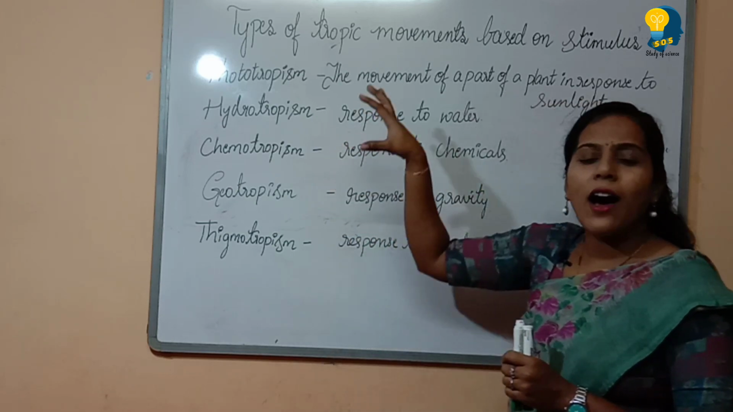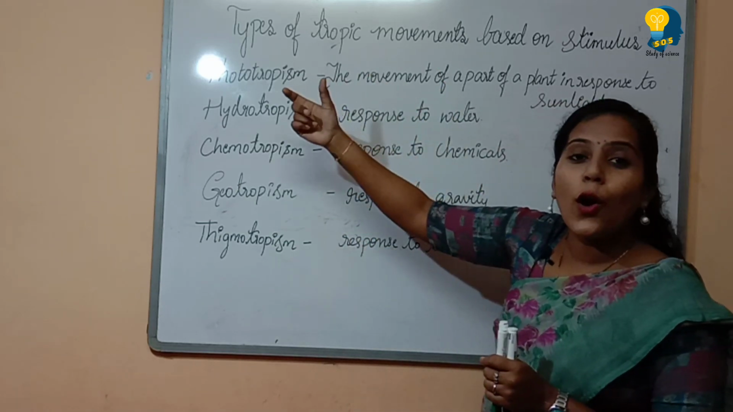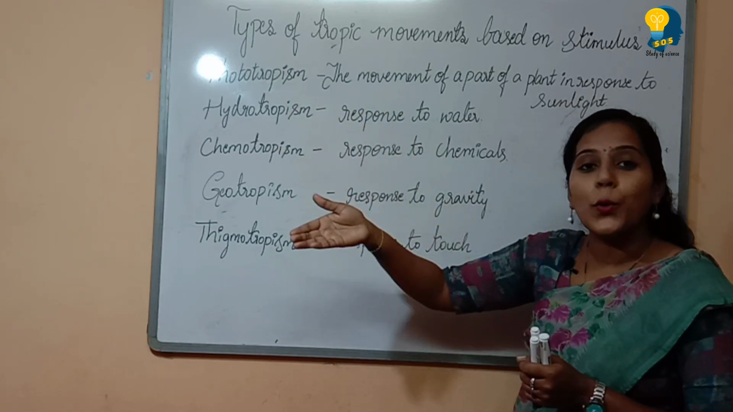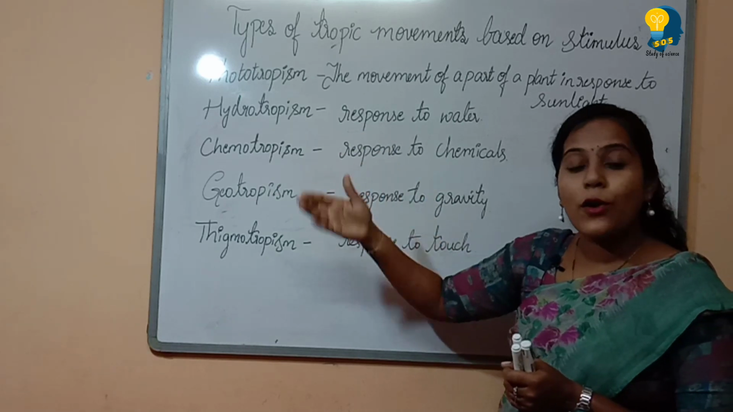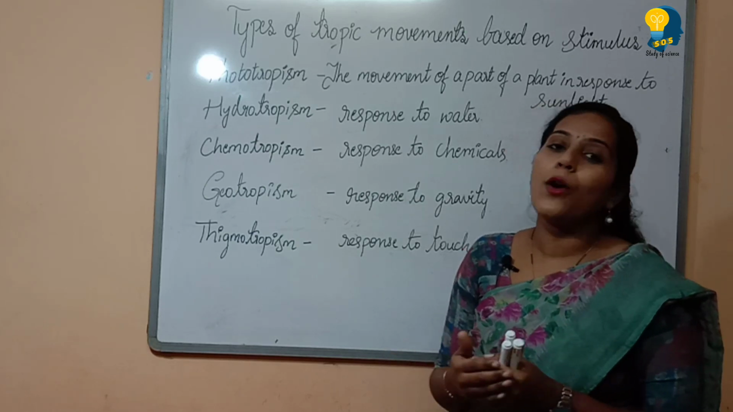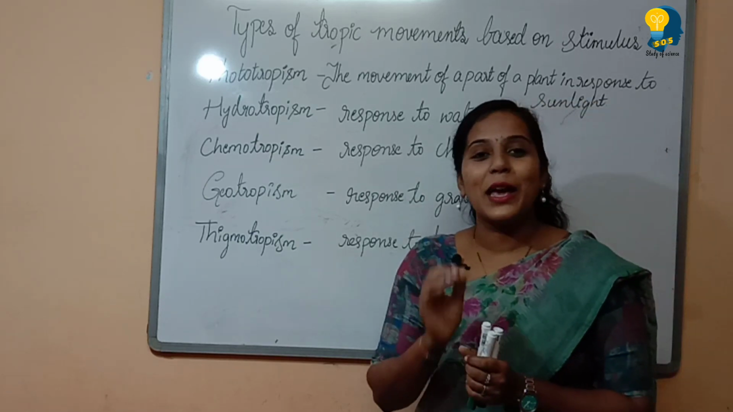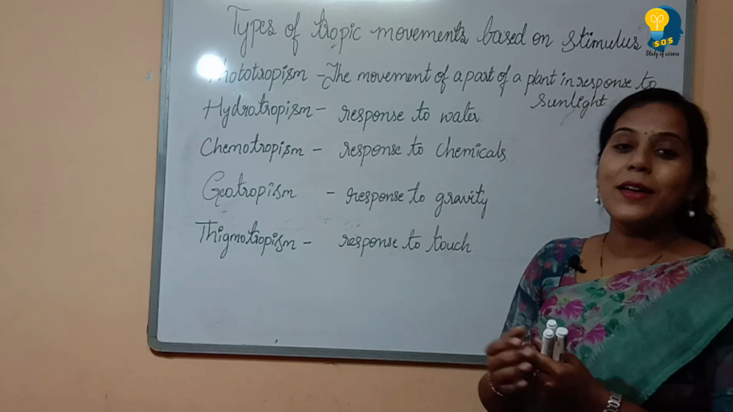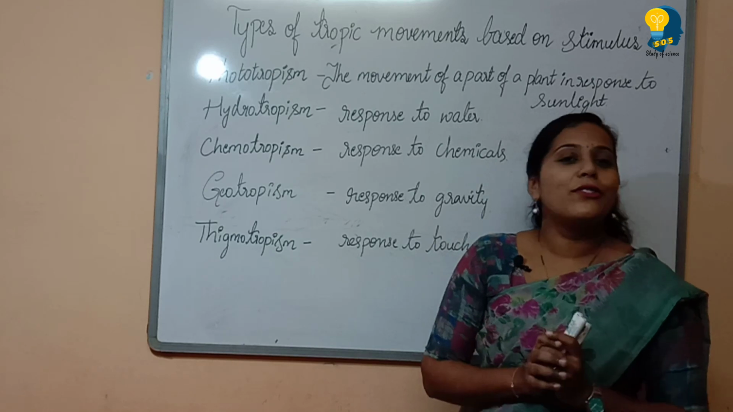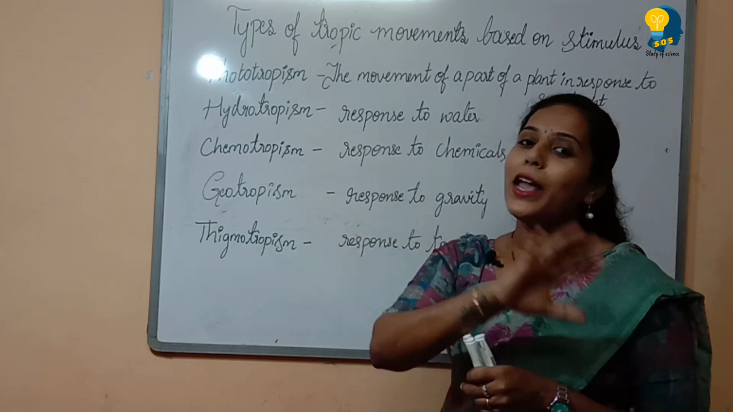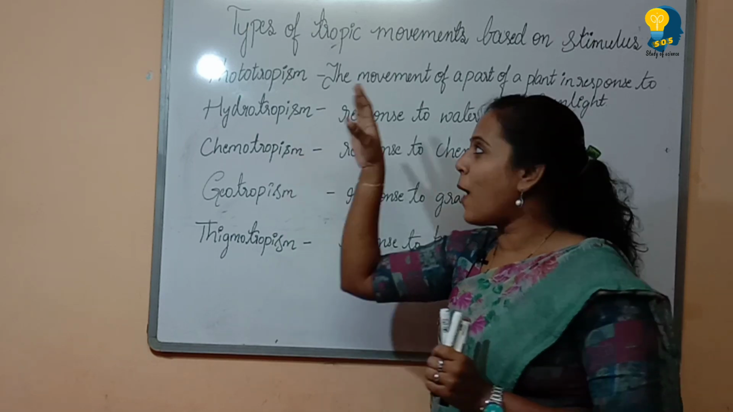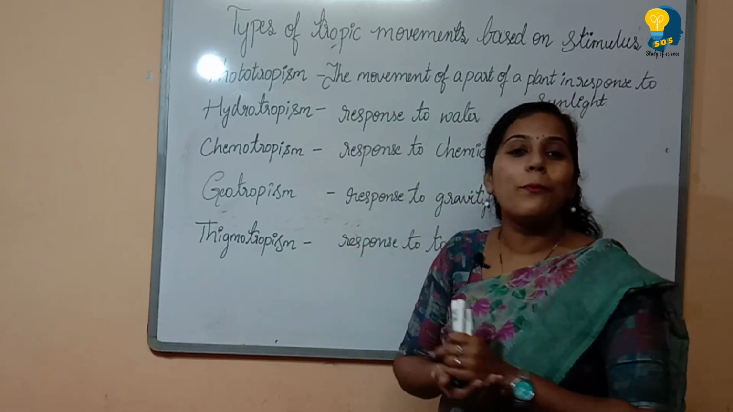Clear with this, right? You all got a clear idea what is phototropism: light. Plants showing some response towards light is called phototropism. Plants showing some response towards water, we call hydrotropism. Plants showing some response towards chemicals, it is called chemotropism. Plants showing some response towards gravity, we call geotropism. And the plant showing some response towards touch, we call thigmotropism. Clear, right? No doubt at all about the different types of tropic movements.